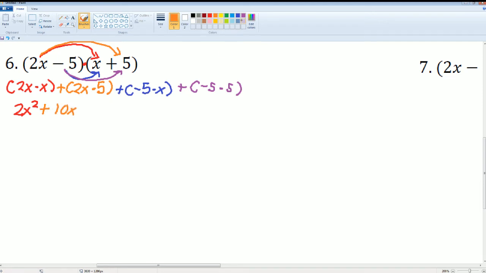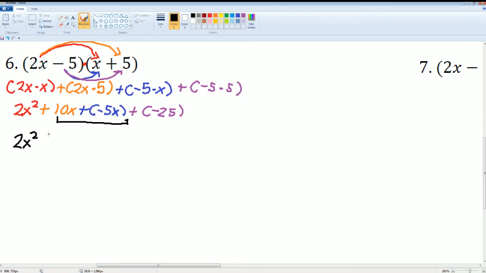Plus negative 5 times x, so I'm just going to keep that in the parentheses, negative 5x. And lastly, negative 5 times 5. So negative 5 times 5 gets you negative 25. Alright, there's some terms that can combine. 10x and negative 5x can combine. Anything happens to the 2x squared? Nope, so it just becomes 2x squared.